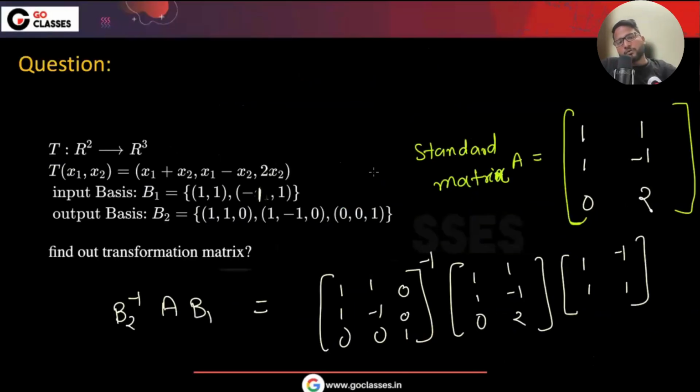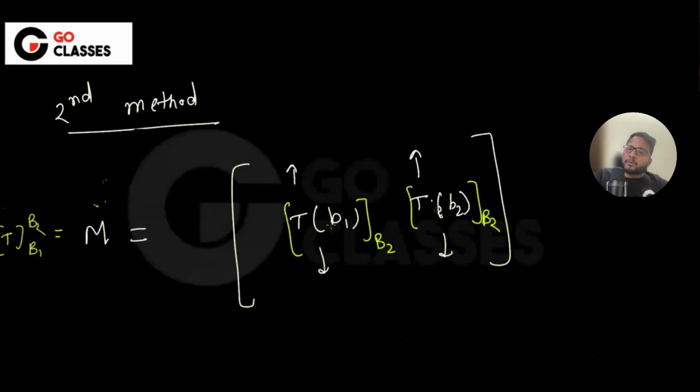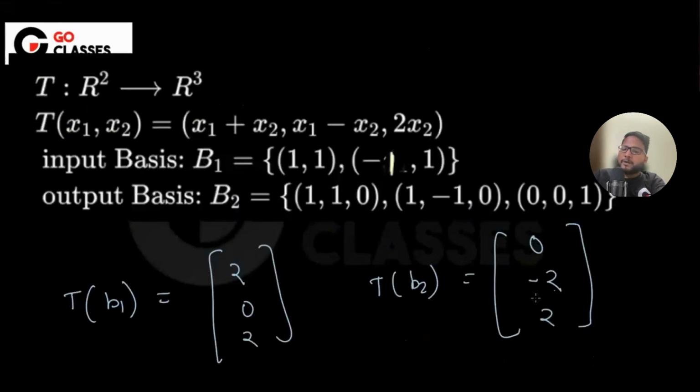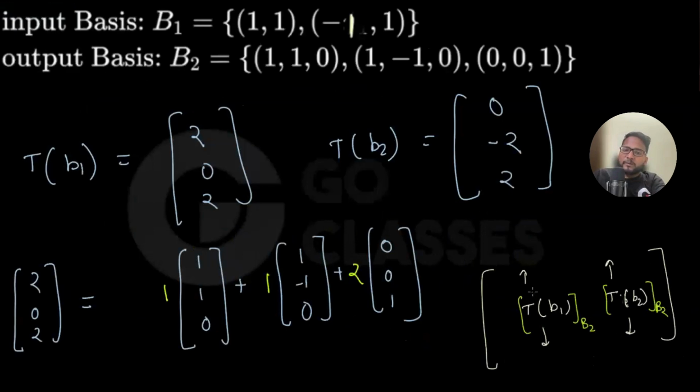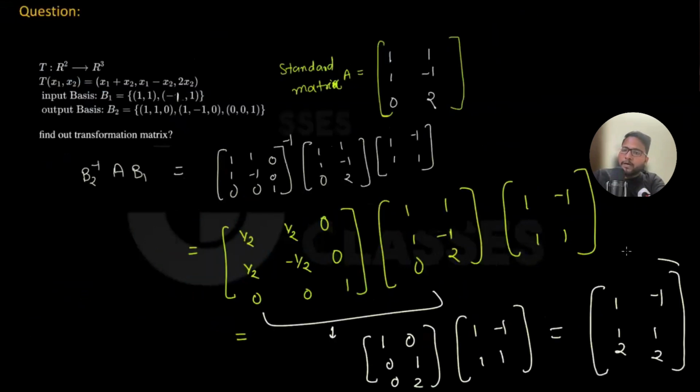For any transformation matrix, we can always apply these two ways, either like this or maybe like this. Transformation of the basis vectors with respect to the output basis, or maybe like this. Using both the ways we have got the same matrix, this one and 1 1 2 minus 1 1 2, and here also 1 1 2 minus 1 1 2, right? So using two ways we have calculated our transformation matrix.